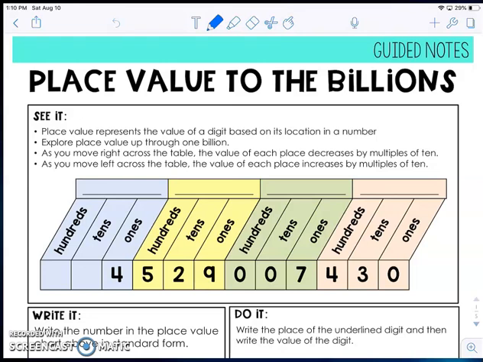All right, we're going to be looking at place value. What we're looking at to start off with is place value to the billions. So these are like our counting numbers and up. We're not quite getting into the decimals yet. Just remember from before that when we talk about place value, we're talking about the value of a digit based upon the location that it is within a number.